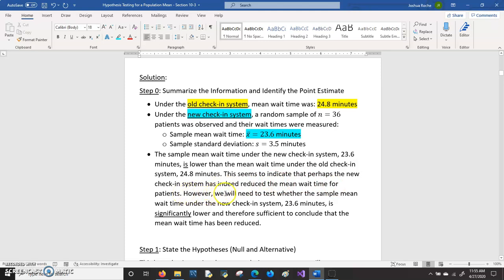However, we will need to test whether the sample mean wait time under the new check-in system, this 23.6, is significantly lower and therefore sufficient to conclude that the mean wait time really has been reduced.